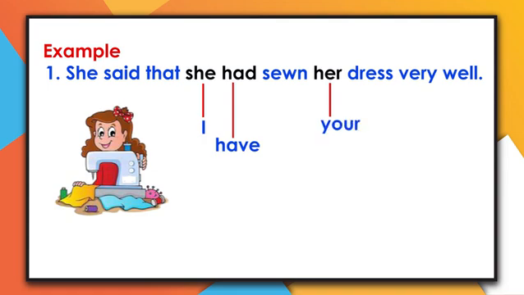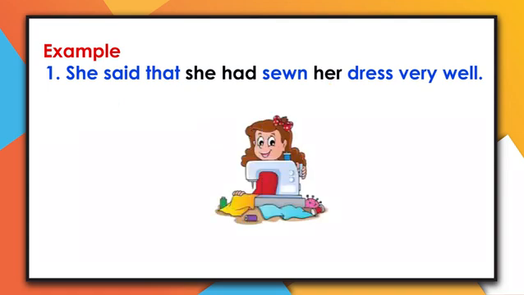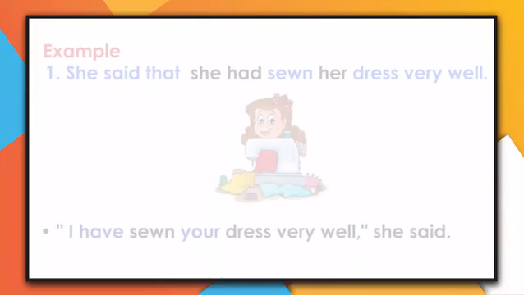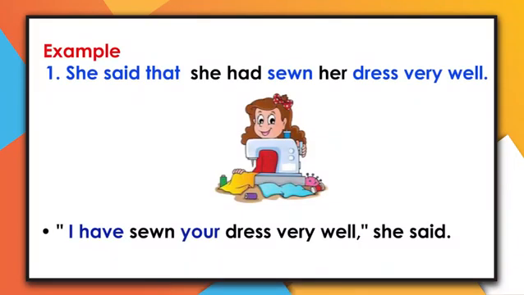I believe you are following me. I repeat the question. The question says, she said that she had sewn her dress very well. That is the sentence we are going to change to direct speech. Let's begin by putting the open quotation marks as you can see them on your screen. They are going to be followed by the actual words of the speaker, which are, I have sewn your dress very well. Thereafter, I'm going to put a comma.